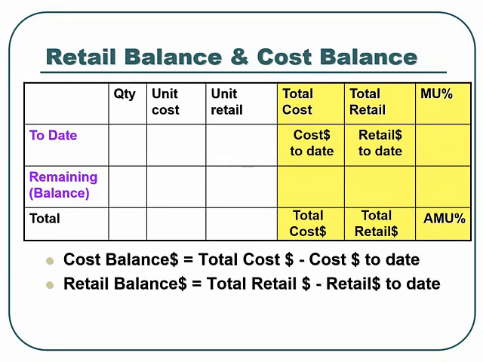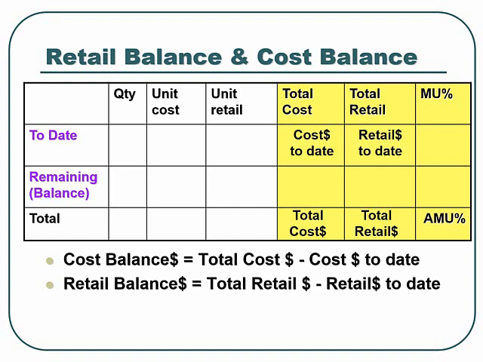Here we are learning new concepts of retail balance and cost balance. The retail balance basically means the retail value of the remaining purchase that we need to make, which is what we call balance. And cost balance evidently means the cost value of the remaining purchase that we need to make, the cost value of the balance. The remaining purchase basically assumes that we have a total of purchases that we want to make, and probably we have already purchased some so far.